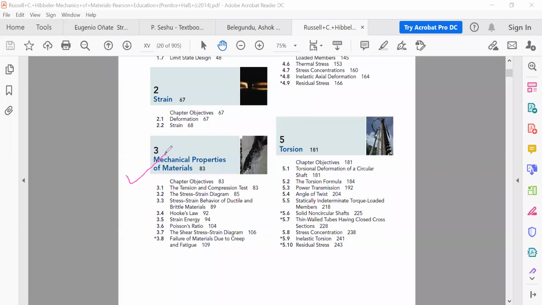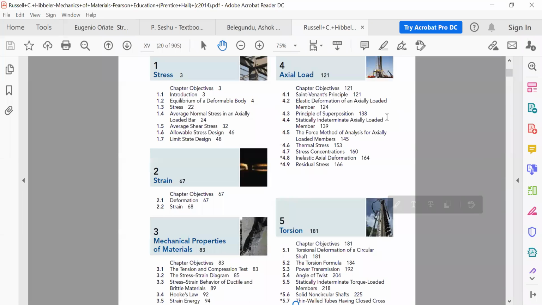This is the third chapter, and after understanding chapter number 3, we have to go to chapter number 4. Chapter number 4 talks about the axial load. You can say that chapter number 4 is the application of your first 3 chapters. Chapter 1 talks about stress, chapter 2 about strain, chapter 3 about the mechanical properties of the materials, and the application of all these 3 chapters will come in chapter number 4, that is the axial load.